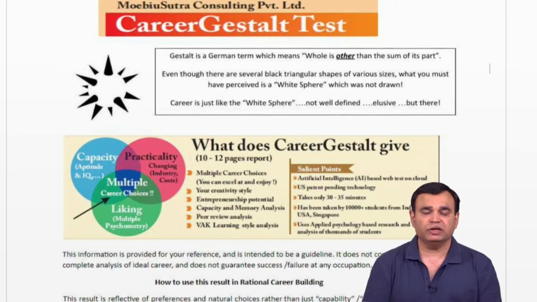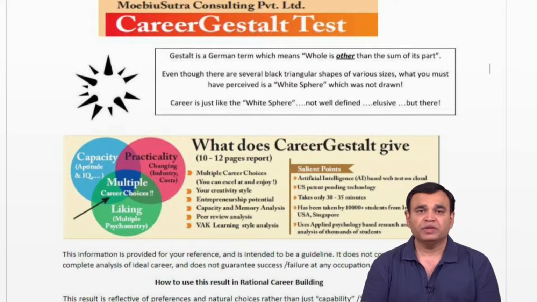What you see on the screen on the first page is the concept of Gestalt itself. Essentially, Gestalt is a German word which means the whole is other than the sum of its parts. And so, in the Career Gestalt test, what we have done is we have looked at reasoning ability, we have looked at various capacity tests, as you will see in those three circles which are intersecting each other.